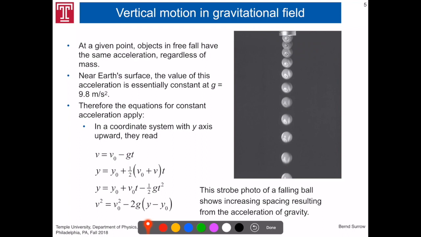Here's a very beautiful photograph. This strobe photo of a falling ball shows increasing spacing resulting from the acceleration of gravity. Strobe photo meaning you take snapshots in equal time, but when you do that, location does not vary equally as much, namely proportional to time, as you know, but quadratic in time. And therefore these distances y here are increasing as you move along in time. It is directly a reflection of this quadratic dependency in time.